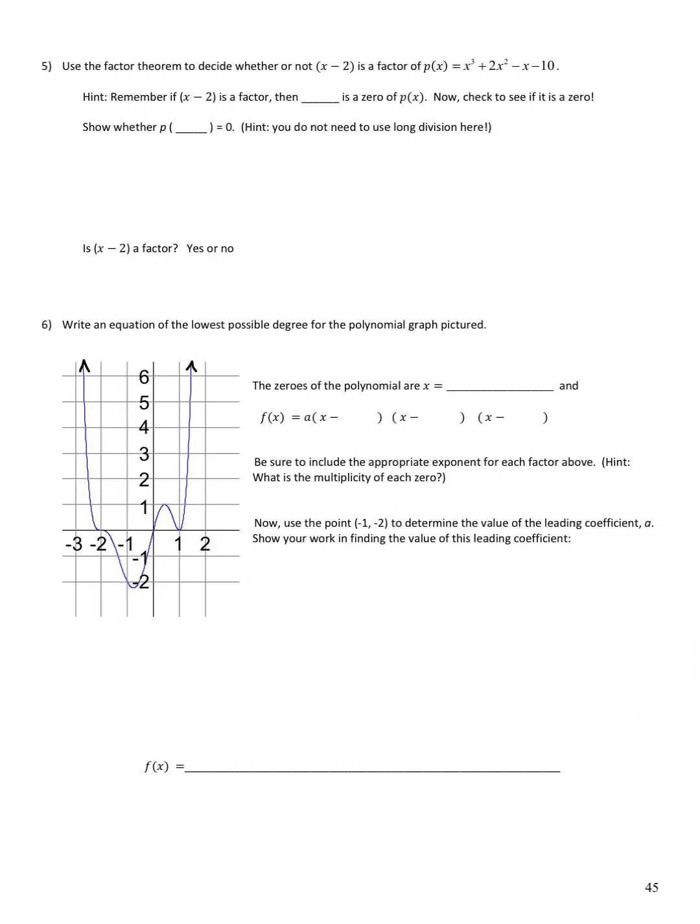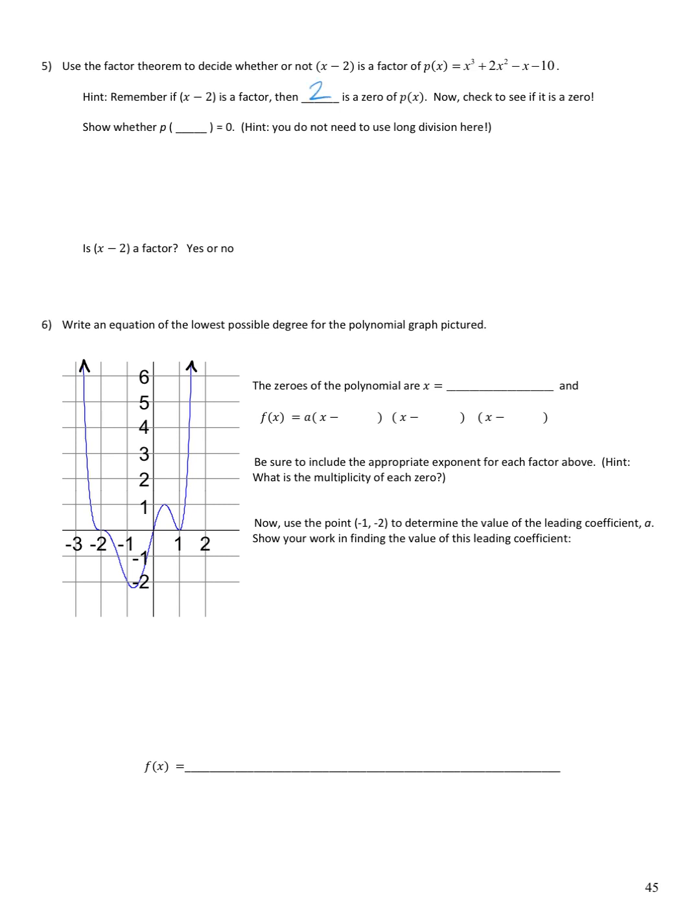Number 5, use the factor theorem to decide whether or not x minus 2 is a factor of p of x equals x cubed plus 2x squared minus x minus 10. So the long way to answer this question would be long division. You're going to take your p of x, divide by your x minus 2, looking to see if you have a remainder of 0. If you get a remainder of 0, then x minus 2 is, in fact, a factor. But the factor theorem is going to make this a lot quicker. It says, remember, if x minus 2 is a factor, that means that 2 is a 0.